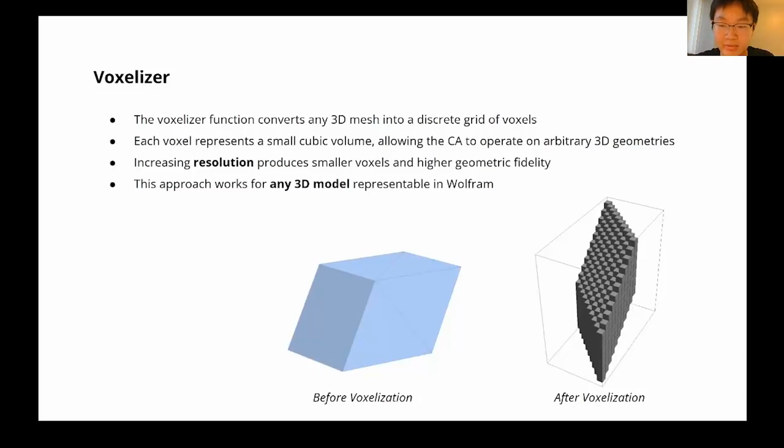That means we can apply our cellular automata even on complex curved models or any given 3D models in Wolfram language. On the left side of the image, you can see a triangular mesh, and on the right side is the voxelized version we had after putting the Prius 3D mesh into our function. So our cellular automata rules can then operate directly on this voxel grid. And this function makes our approach very general. That means it can work for any 3D model representable in Wolfram language.